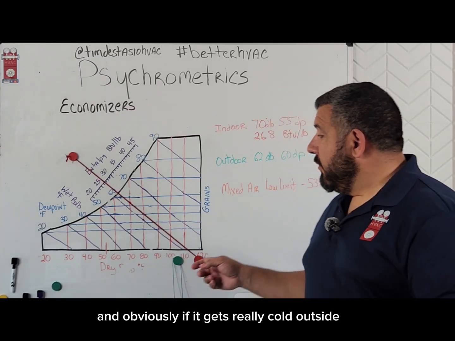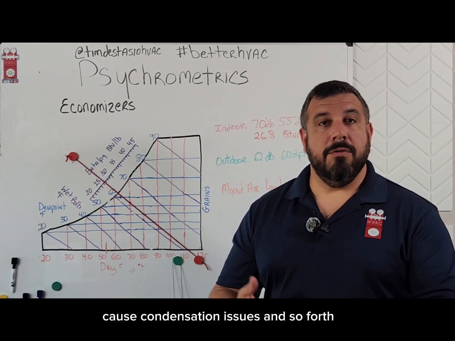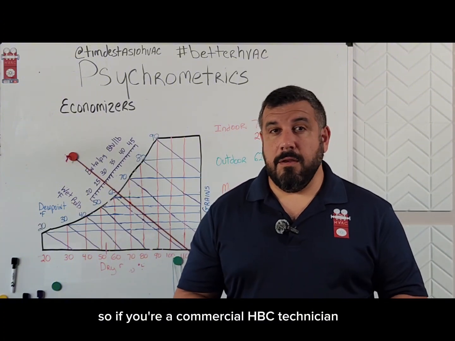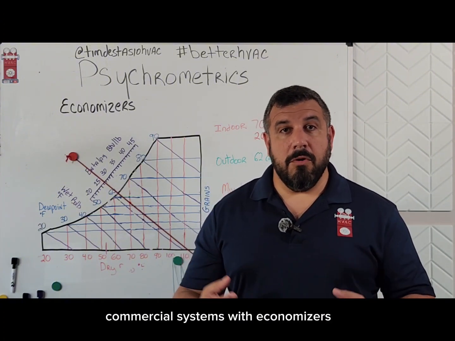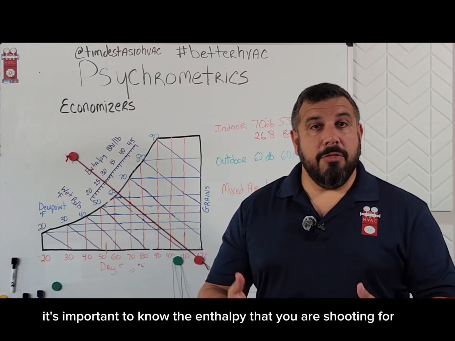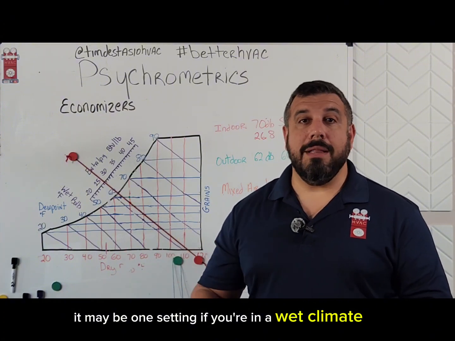And obviously, if it gets really cold outside, there is a mixed air low limit so that we don't freeze pipes, cause condensation issues, and so forth. So if you're a commercial HVAC technician and you're starting up and commissioning commercial systems with economizers, it's important to know the enthalpy that you are shooting for. If you're in a dry climate, it may be one setting. If you're in a wet climate, it may be another.